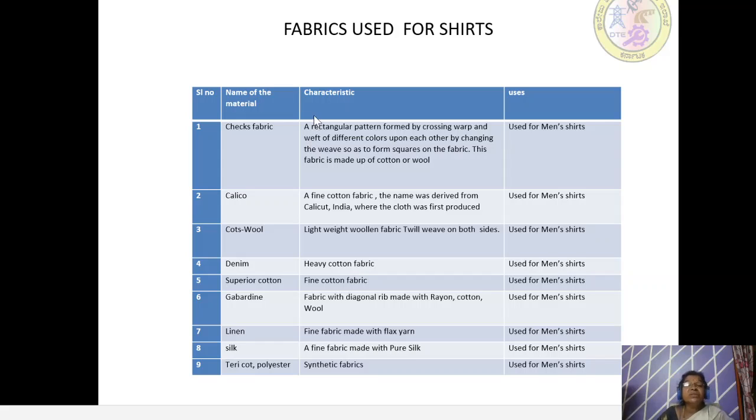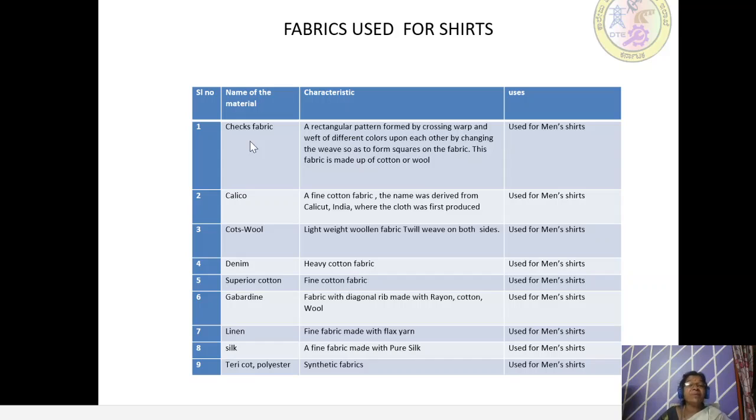So here, now we will discuss what are the fabrics we can use for shirts. The first fabric, checks fabric. We are using checks fabric, calico material, coarse wool, denim, superior cotton, gabardine, linen, silk, terracotta and polyester. So all these fabrics we can use for the shirts.